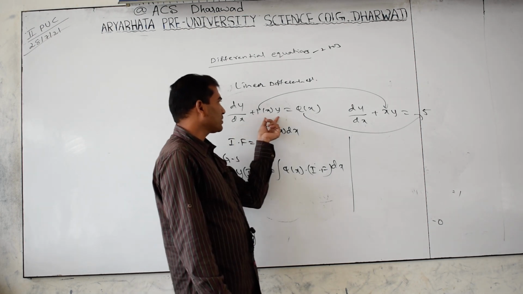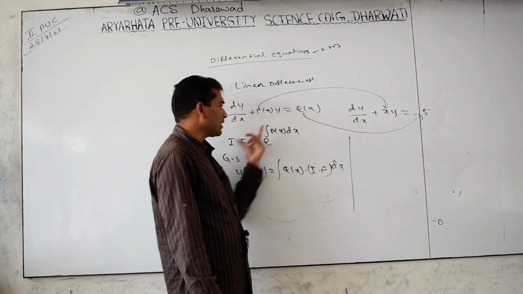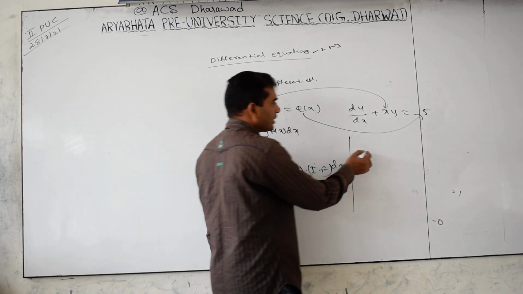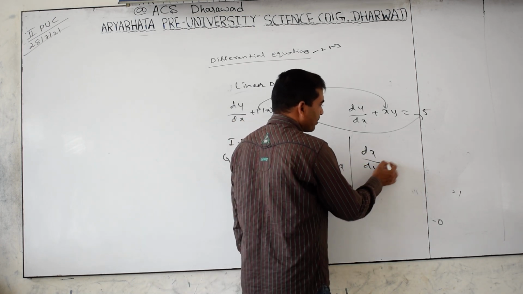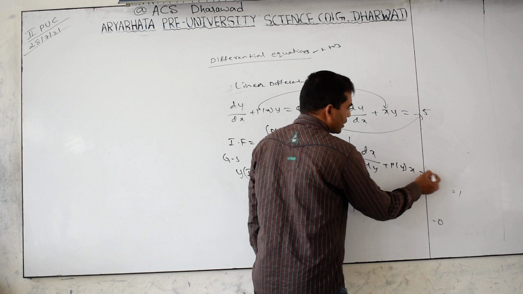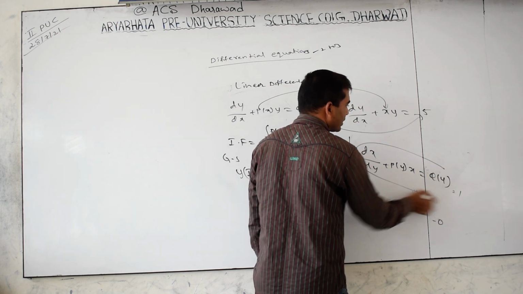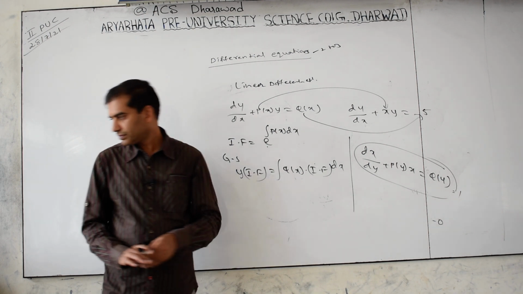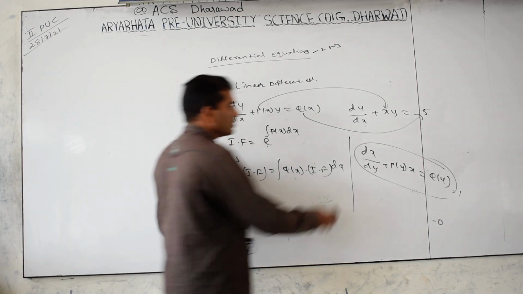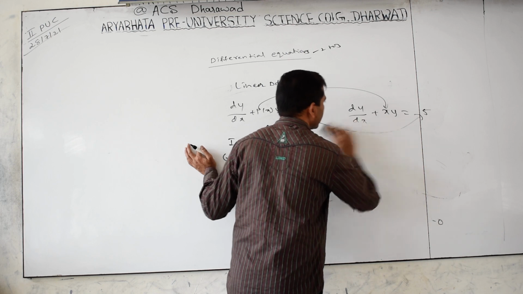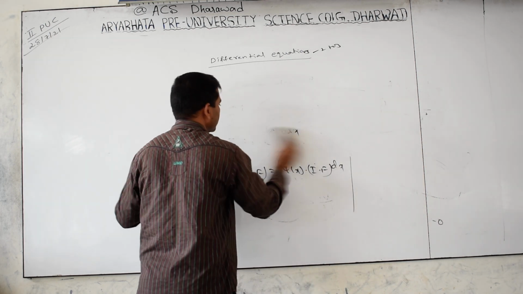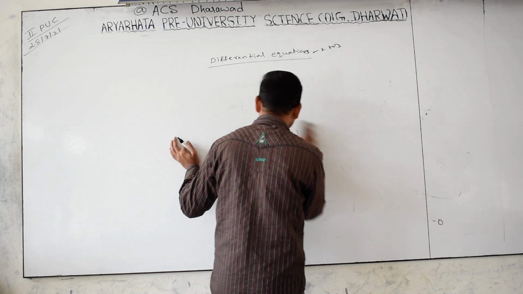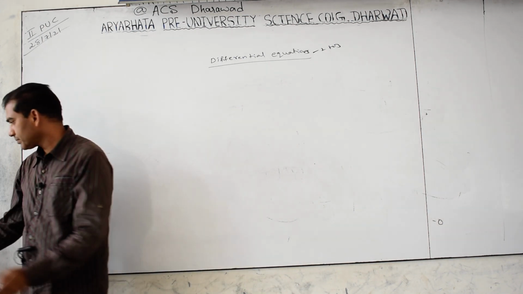Okay. dy by dx plus p of x y equals q of x. This is the linear form. And one more form is the reverse, dx by dy plus p of y into x equals q of y. This is not there in the CET, so don't practice that one. This is enough. So now I am going to explain linear differential equation problems.